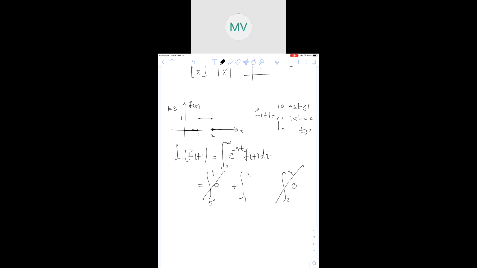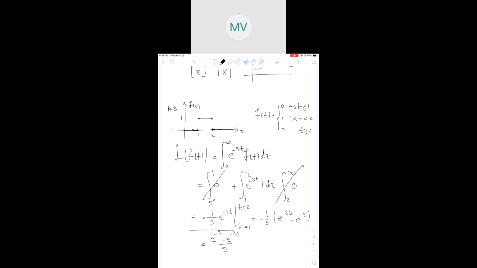From 1 to 2, the function value is 1, so you only have the integration from 1 to 2 of e to the negative st times 1 dt. You simply integrate it, which is negative 1 over s e to the negative st, and then evaluate it from t equal 1 to t equal 2. Remember, for the infinity, we got 0, right? You plug in 2 and 1 into the function, so we get negative 1 over s times e to the negative 2s minus e to the negative s.